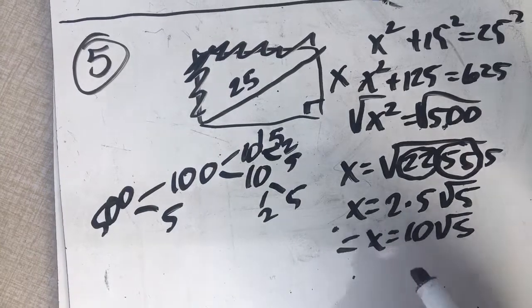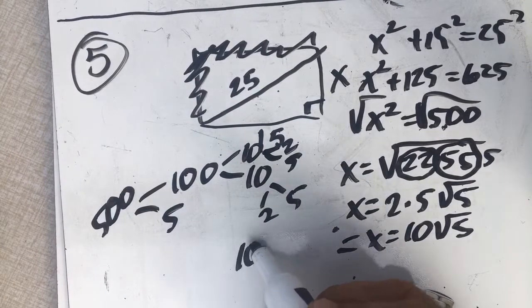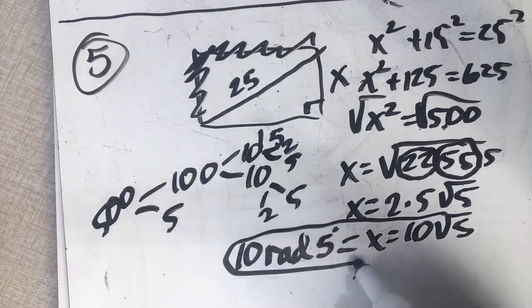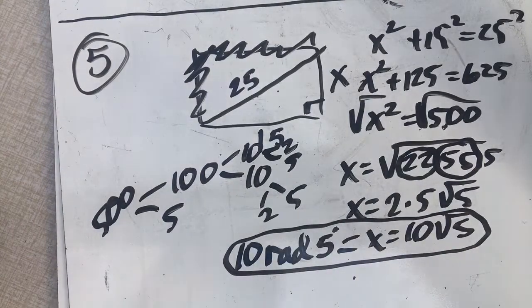And again, if I had to type this into Illuminate, it would be the number 10 rad 5, and this is how I complete my answer.